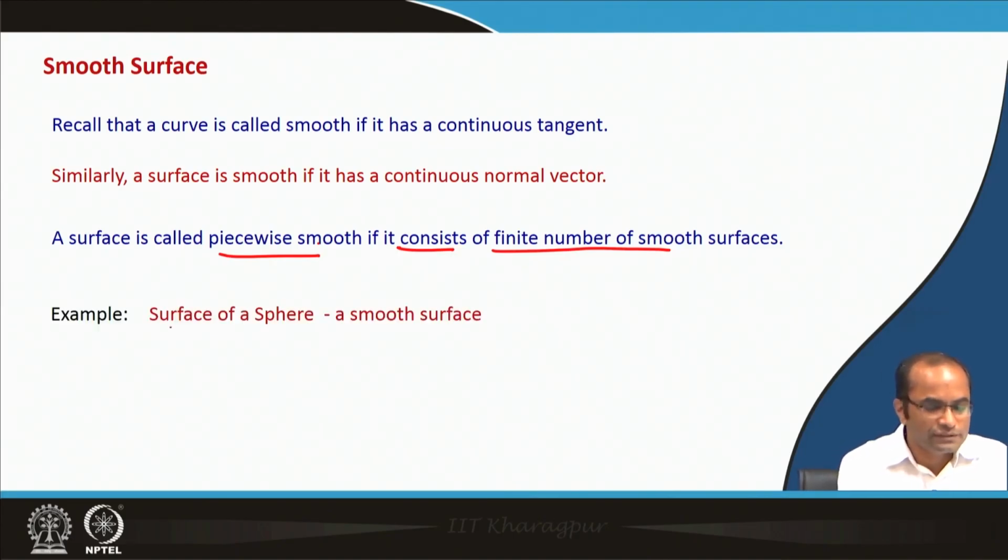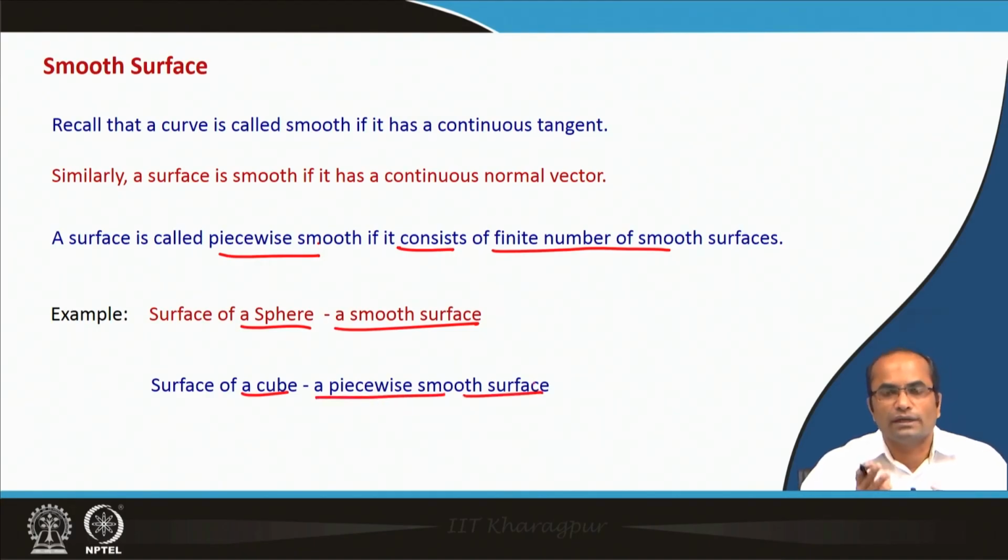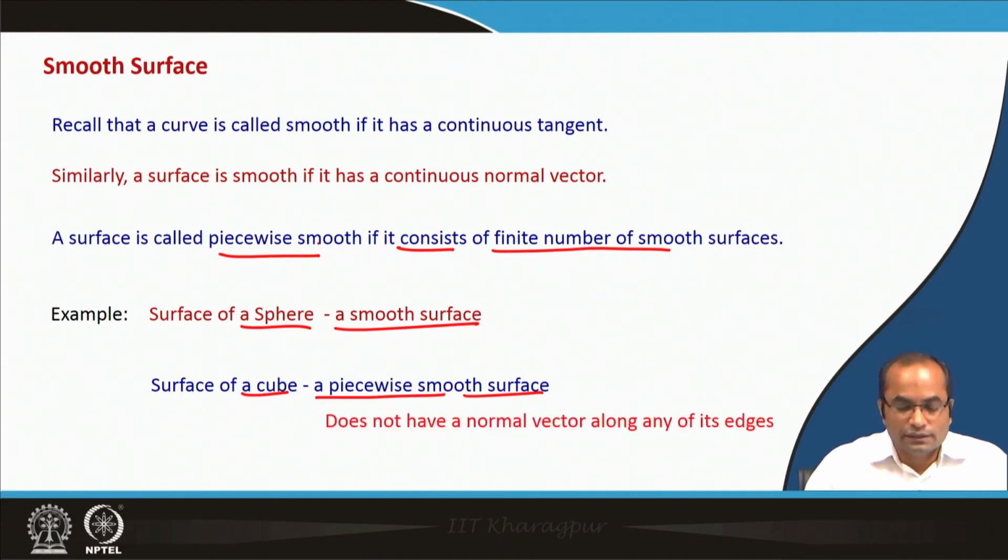For example, the surface of a sphere is an example of a smooth surface. The surface of a cube is not smooth, it is piecewise smooth, because if we look at the corners, and not only the corners but the edges, then along any of its edges there is no normal vector. Each face is a smooth surface, but as a whole the cube is not a smooth surface, and we call it a piecewise smooth surface.